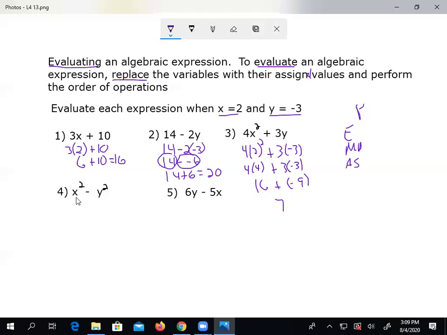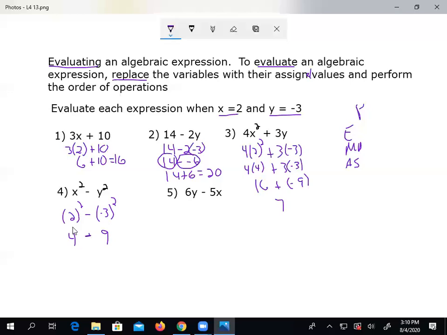So number 4, you have x squared minus y squared. So I replace the x with the 2, and again, I'm going to use parentheses here. 2 squared minus, and when I replace the y, I'm going to use parentheses, negative 3 squared. So when I do my exponents, 2 squared means 2 times 2, which is 4. Negative 3 squared means negative 3 times negative 3. So that's going to be a positive 9. And then you bring down the subtraction symbol.